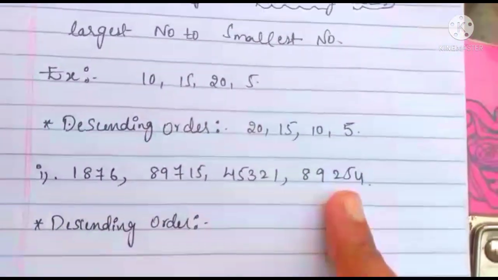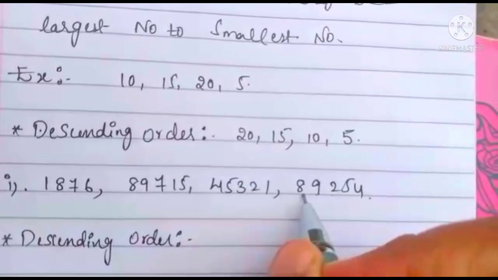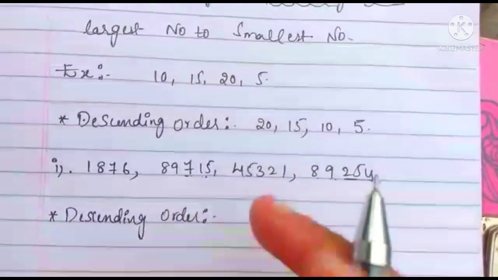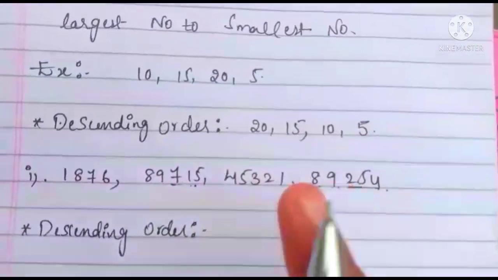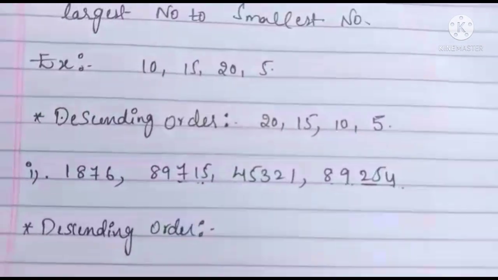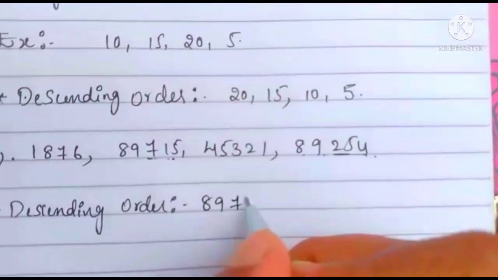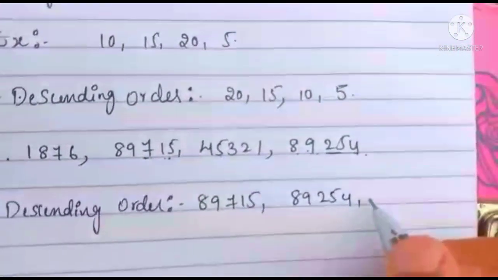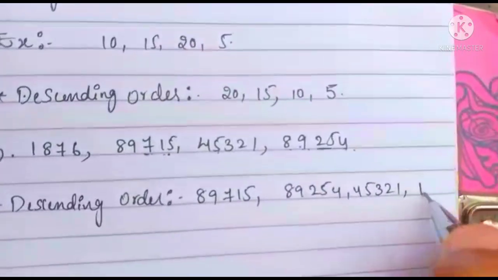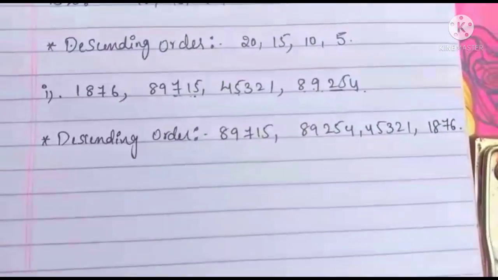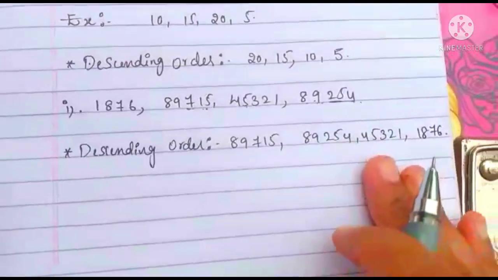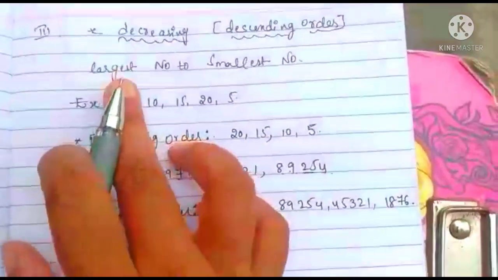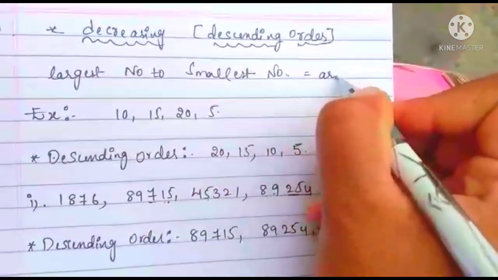Is that right? No, because here there is 89,200, and there 89,700 is there. So 700 is big, not 200. 700 is absolutely big. So 89,715, after that 89,254, then 45,321, then 1876. Do you understand this? Descending means decreasing. The numbers are decreasing. We arrange from largest number to smallest number.